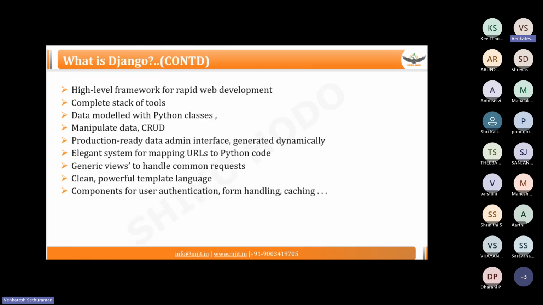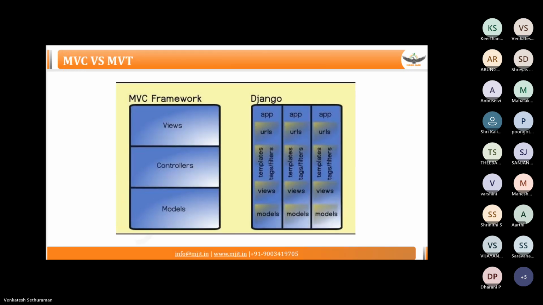It is a high-level framework for rapid development, with data models as Python classes to manipulate data. It is production ready and generates dynamic content, with an elegant system for URL mapping, so everything will be fine. There are so many advantages. So what are they? It has the MVT framework.